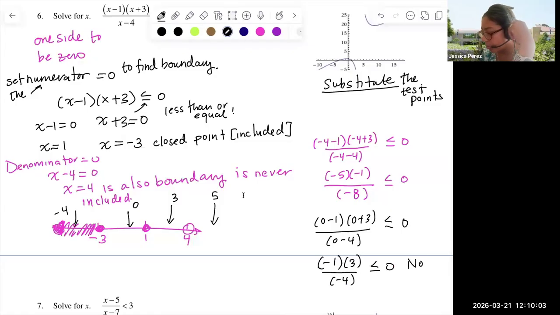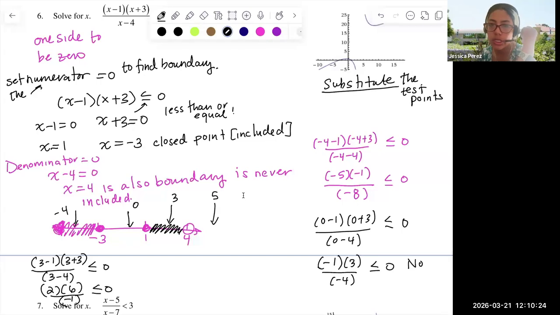Let's plug in 3. So I have 3 minus 1, 3 plus 3, over 3 minus 4. Is that less than or equal to 0? Well, I am going to have a positive 2, a 6, over a negative 1. That's going to be negative 12. Is that less than or equal to 0? Yes. So I will also shade this region. And last but not least, let's try 5.